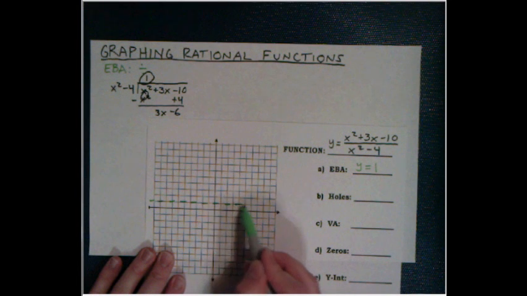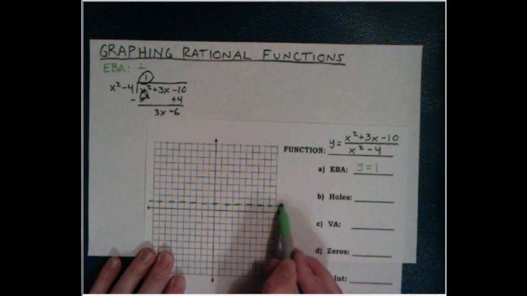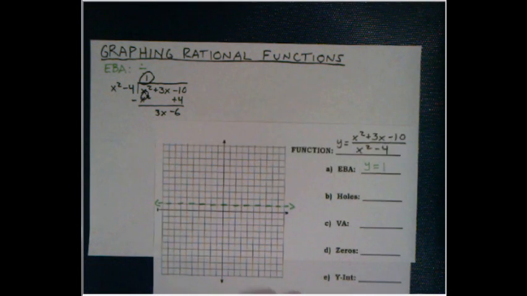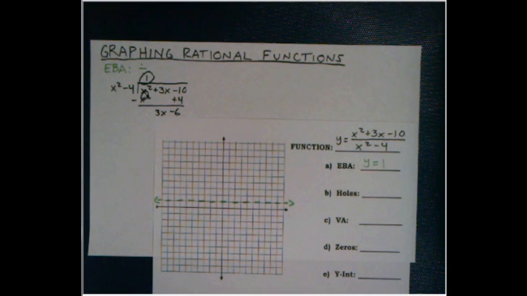I graph it in green, not because we're necessarily going to cross it in this example, but because there are situations where we do end up crossing that horizontal EBA asymptote. And so there we go. We've got our EBA down.